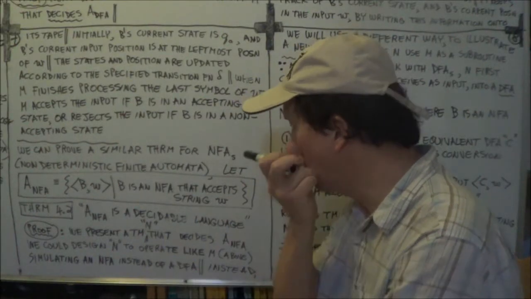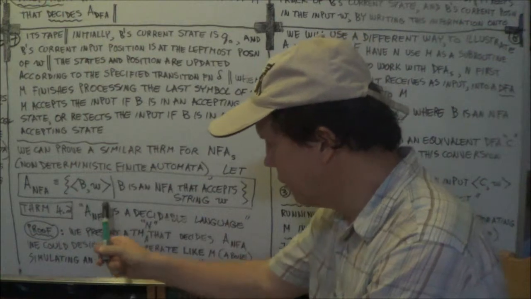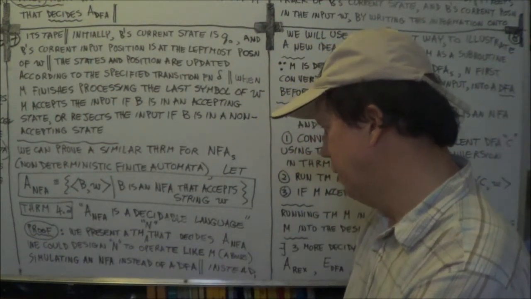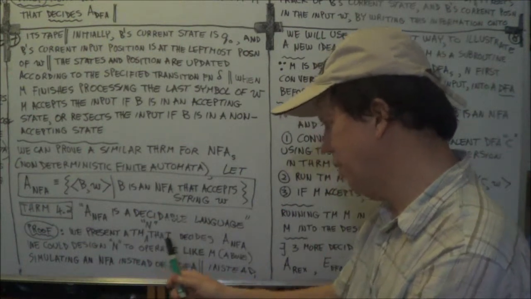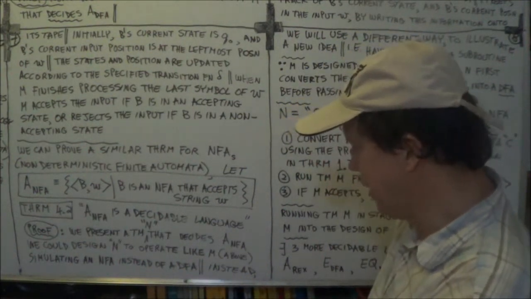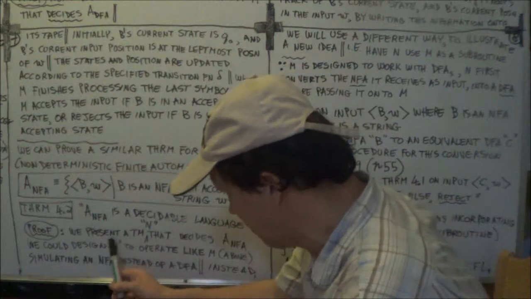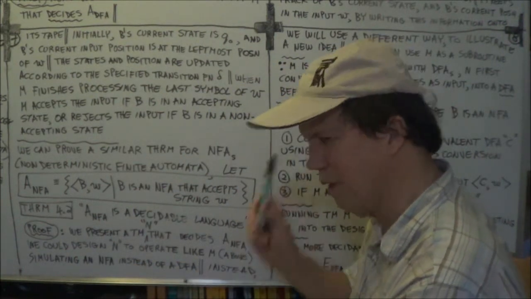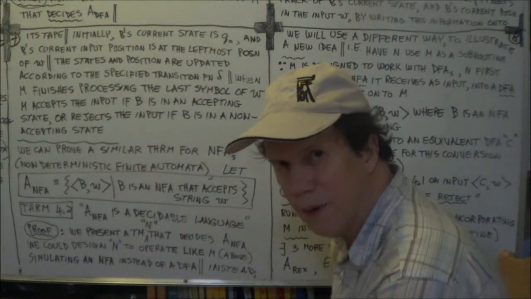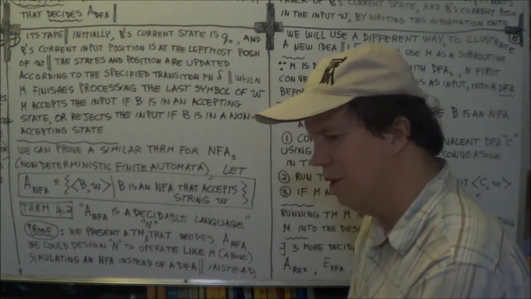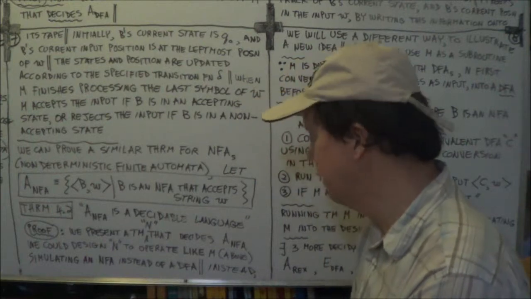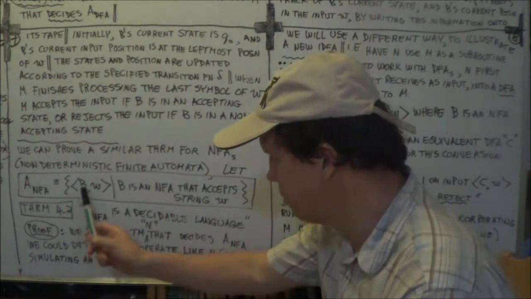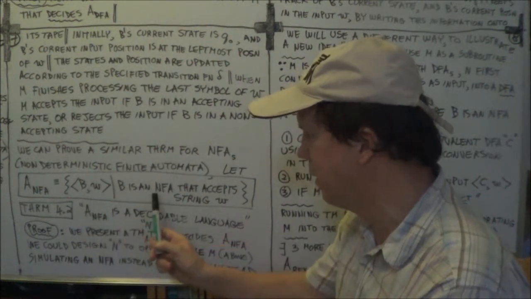will decide this language. We'll call it N, right? Now, one approach is we could design this Turing machine N so that it operates in the same way as M, the previous one. In other words, this machine N would simulate this machine B, where B is now an NFA.